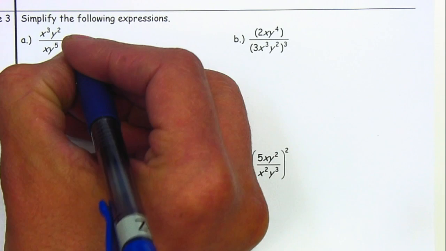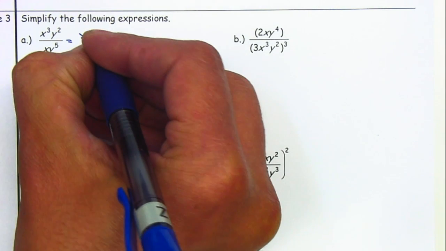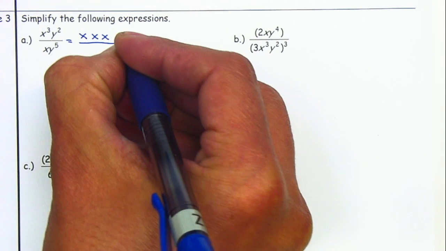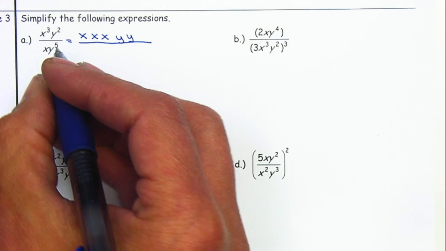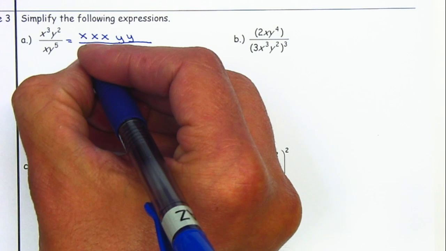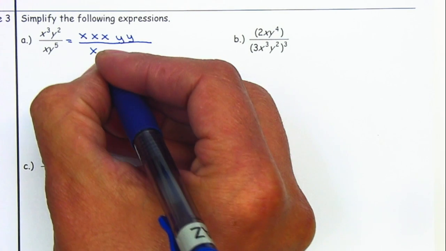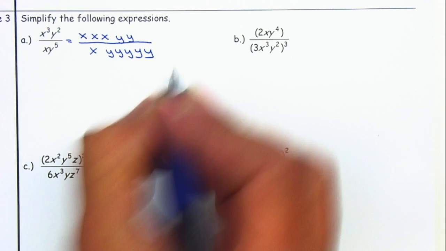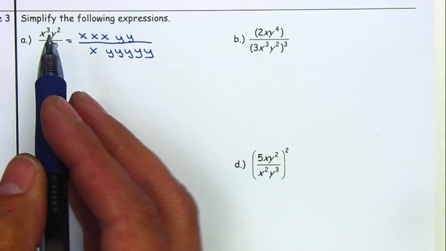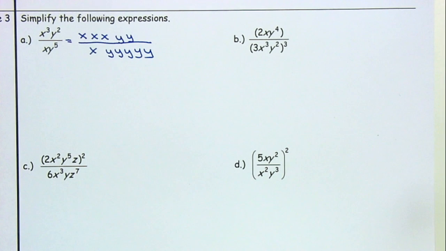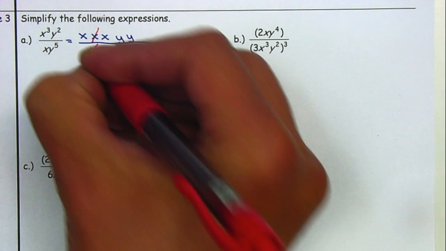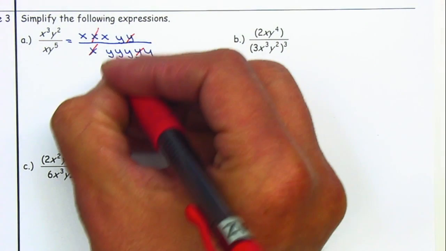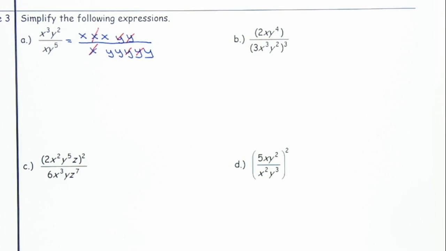So on top I have 3 x's. 1, 2, 3. And I have 2 y's. 1, 2. On the bottom I have 1 x. And I have 5 y's. 1, 2, 3, 4, 5. I'm not going to subtract, I'm just going to cancel the x's. So 1 x cancels. Over here, 1 y cancels, and another 1 y cancels.